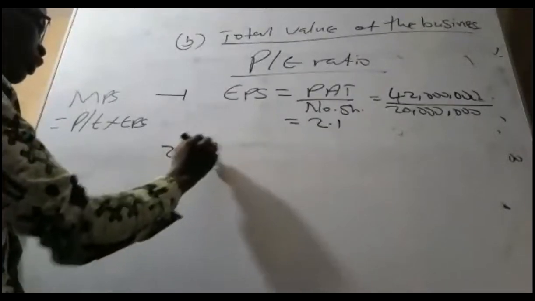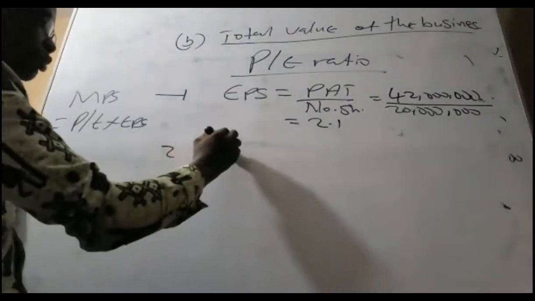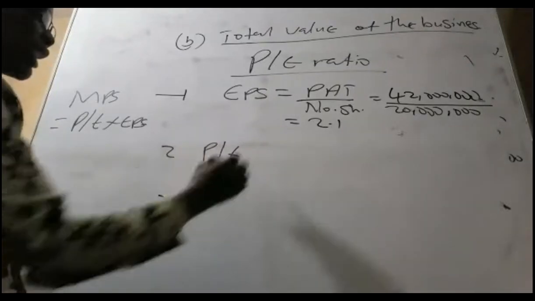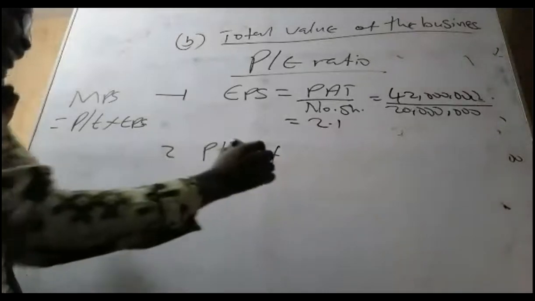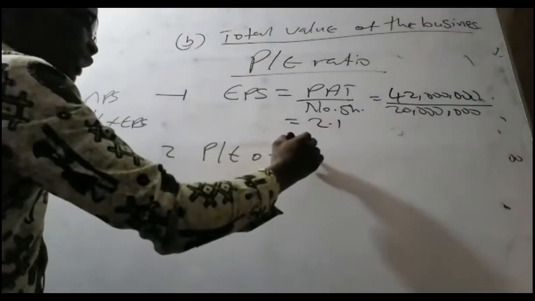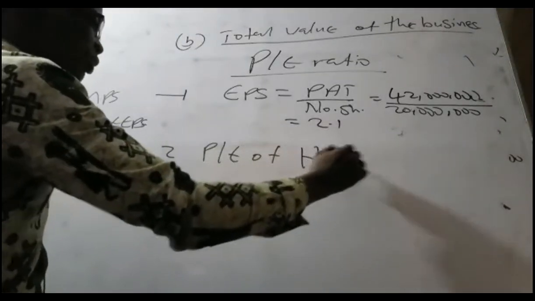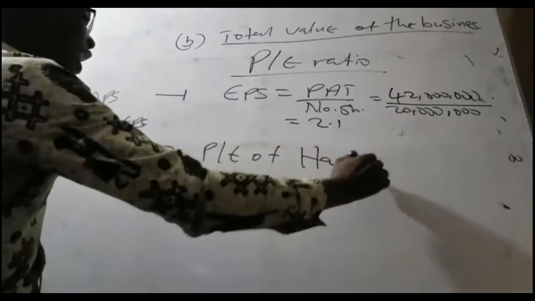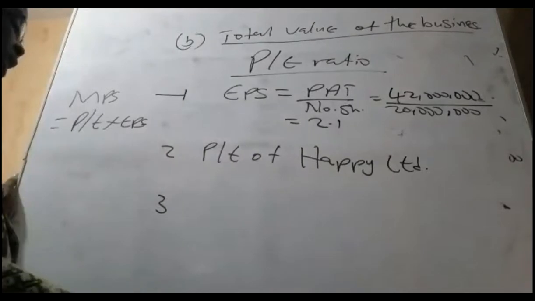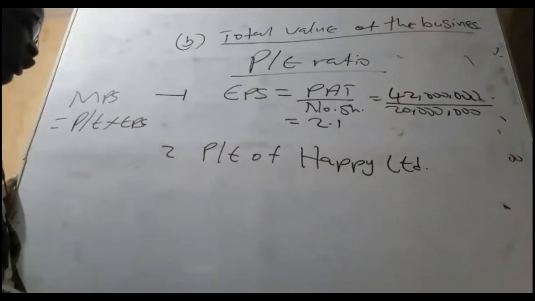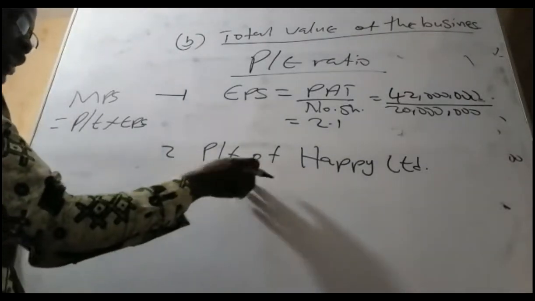Get the PE ratio of a competitor. PE ratio of who? The competitor, but listed. Here they call it Happy Limited. The PE ratio is equal to the market price divided by earnings per share.